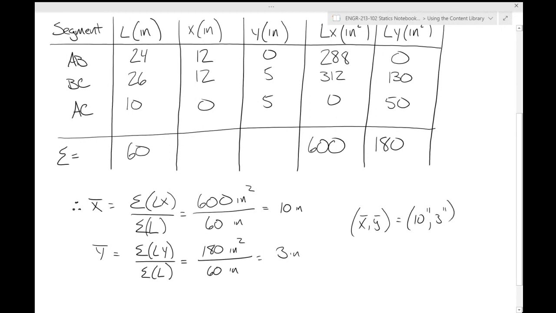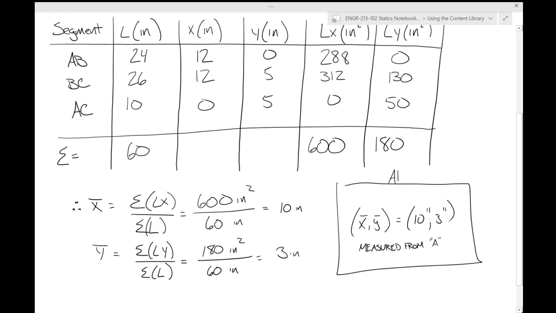And I guess what I'll do here at the bottom is I'll say measured from A. A is the origin that we used to reference all of these distances. So that is the answer.